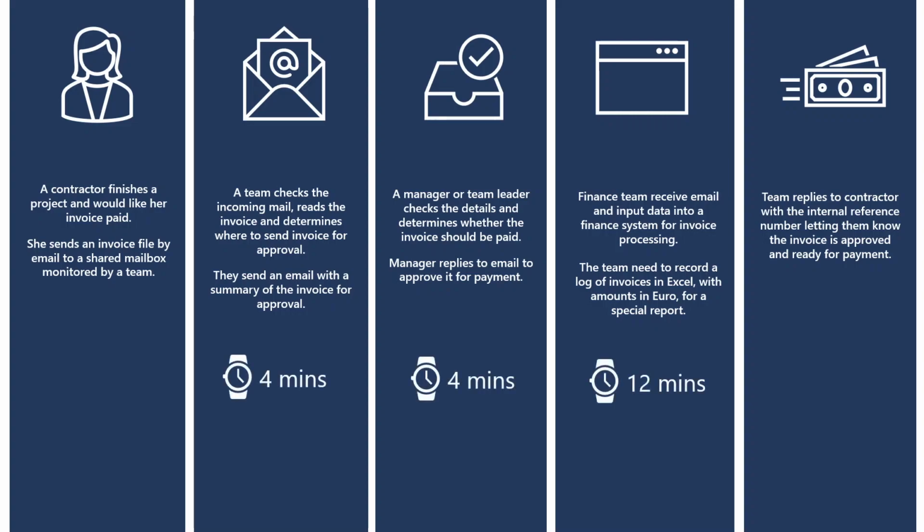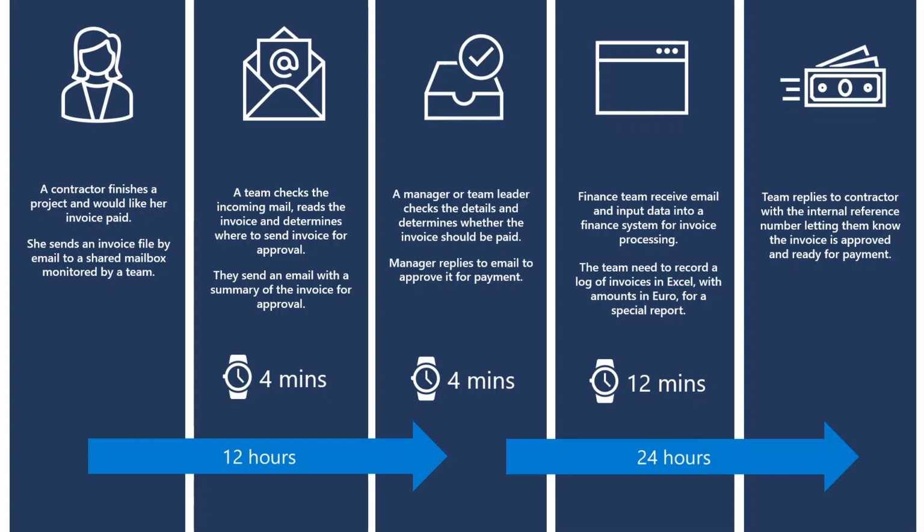Now, each of these individual tasks might take around 4 minutes. So depending on the number, 4 minutes and 12 minutes. Depending on the volume, if you're doing thousands of these, that's an impact, right? If you're doing a few hundred a month, maybe the impact isn't that particular time that you're saving there. However, it takes 12 hours for the contractor's invoice to get to the manager. And then from the manager to getting back to the contractor takes around 24 hours.